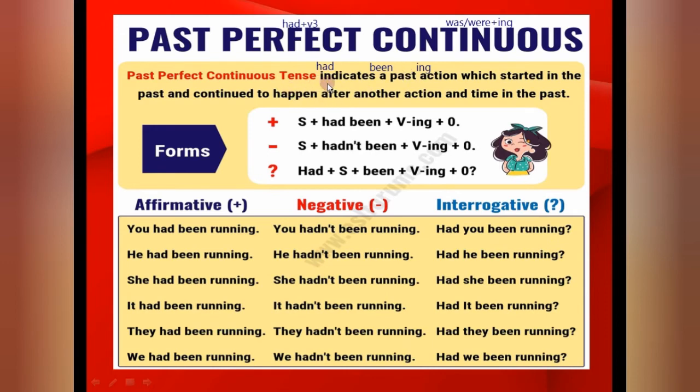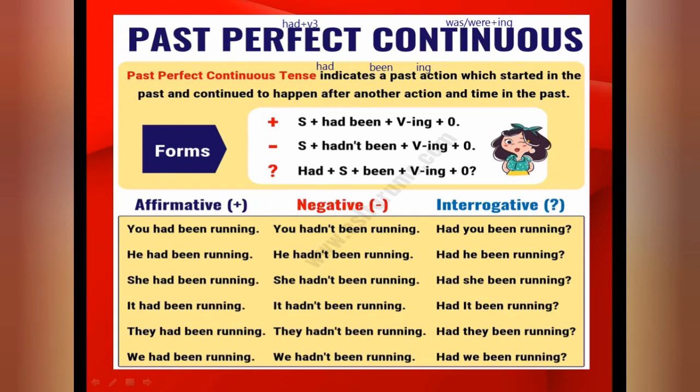Past perfect continuous tense indicates a past action which started in the past and continued to happen after another action and time in the past. It means the complete action is going on in the past only. Okay. So simple: subject plus had been plus ing. Then again for the negative, hadn't been, and for the interrogative, put the question word in the front, helping verb in the front, then the remaining sentence.